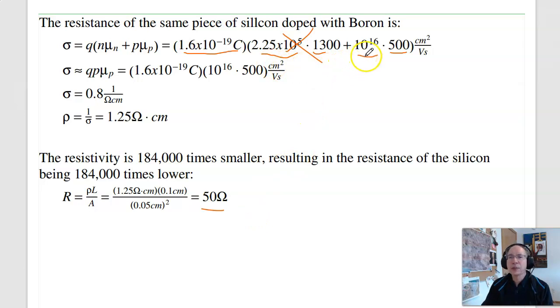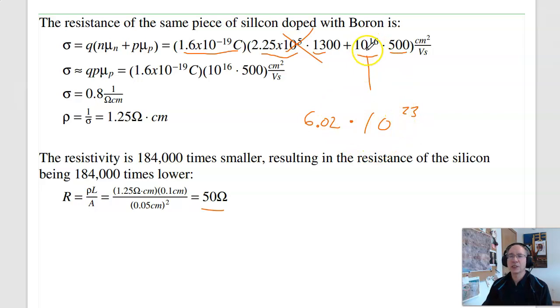This doping right here, 10 to the 16th, again that looks like a large number, but again, refer to Avogadro's number, that's 6.02 times 10 to the 23rd. That's roughly the number of electrons in a cubic centimeter of silicon.